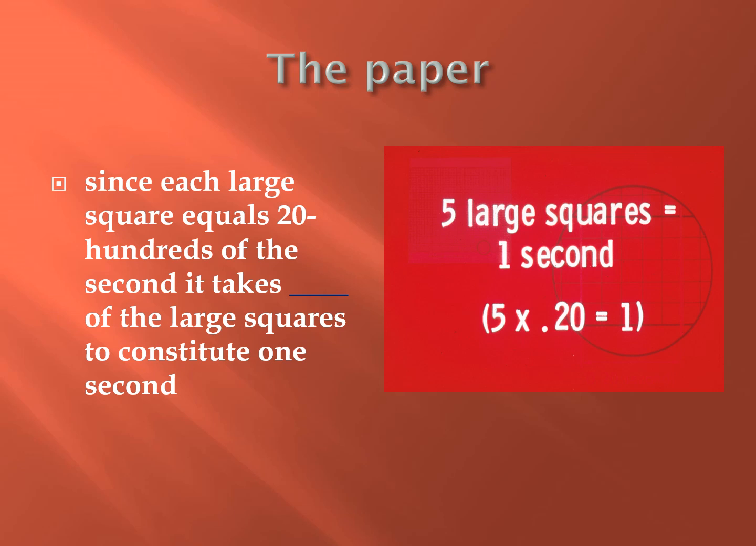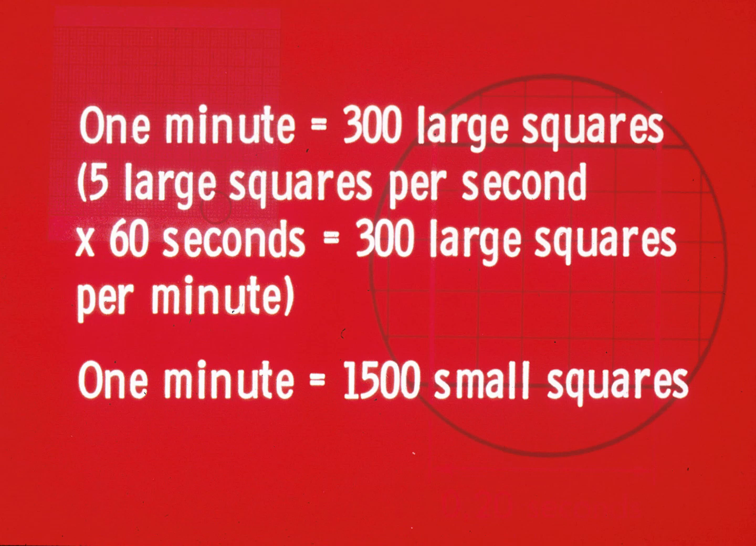This is when you can actually look at what a heart rate is off of an EKG. Most EKG machines will do this for you, but you should be prepared to look at a strip and tell me what the heart rate is. On EKG paper, 1 minute equals 300 large squares: 5 large squares per second times 60 seconds. So 1 minute is 1,500 small squares.